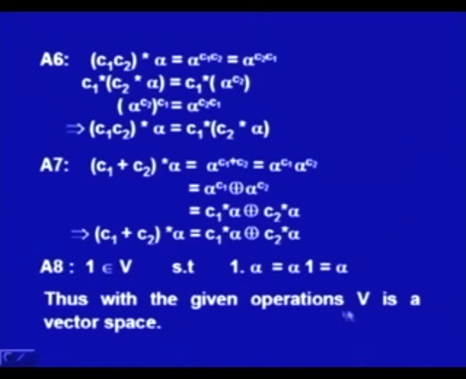Thus, with the given operations, V is a vector space. So, we have defined operations in a slightly different manner, but still we could prove that this given set V is a vector space with respect to the defined operations.